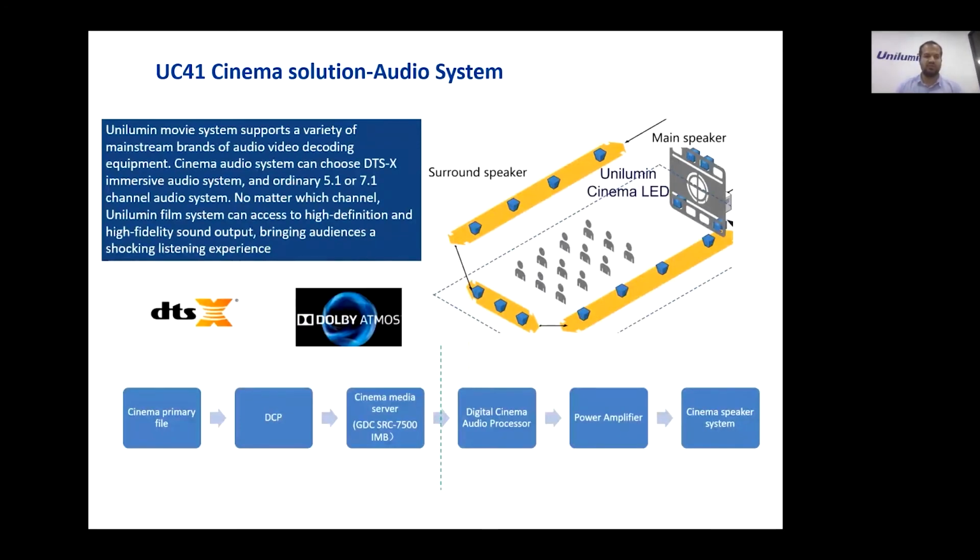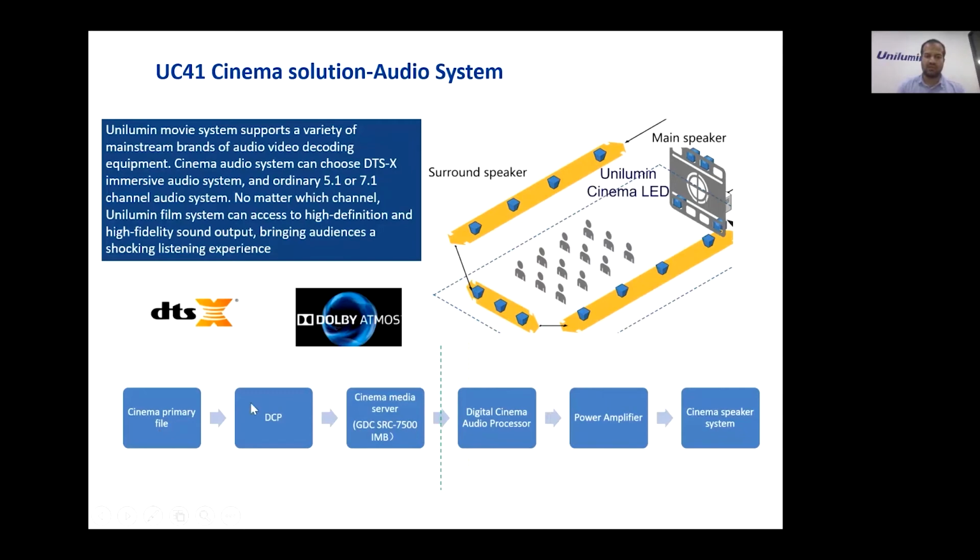Cinema solution audio system. The Unilumi movie system supports a variety of mainstream brands of audio video decoding equipment. The cinema audio system can choose the DTS:X immersive audio system or an ordinary 5.1 or 7.1 channel audio system. No matter which channel, the film system can access high definition and high fidelity sound output, bringing audiences a shocking listening experience. So both can be done, use DTS:X or Dolby Atmos.